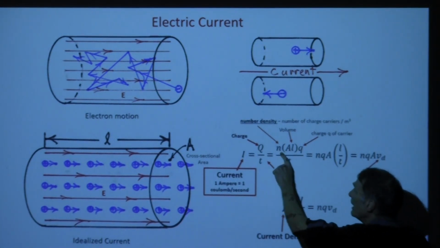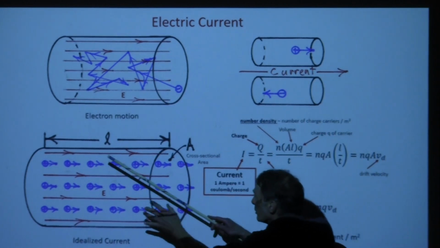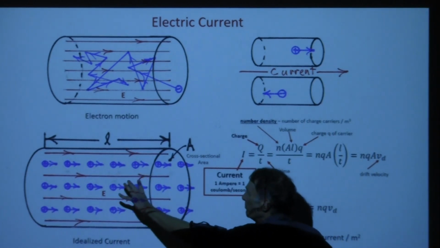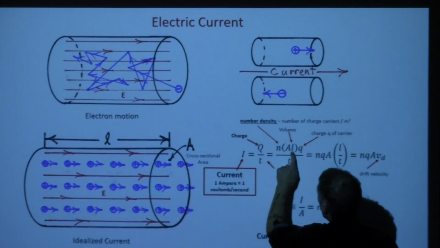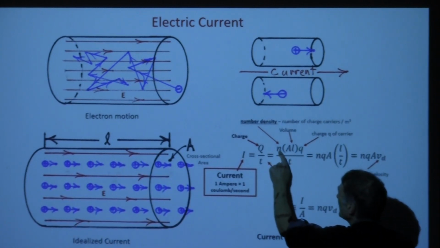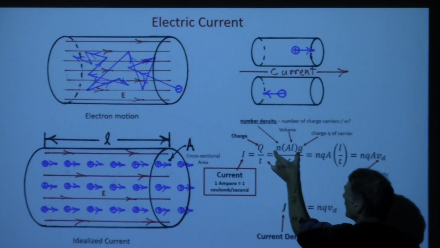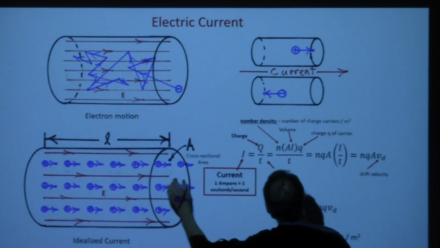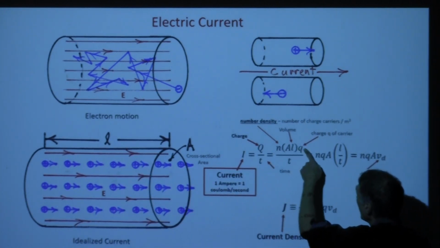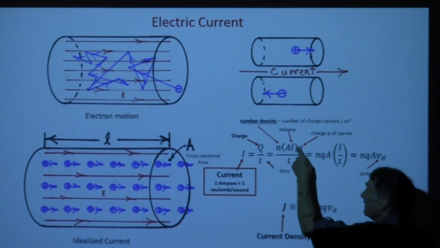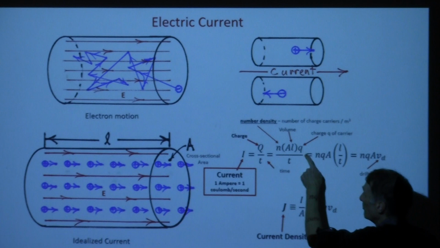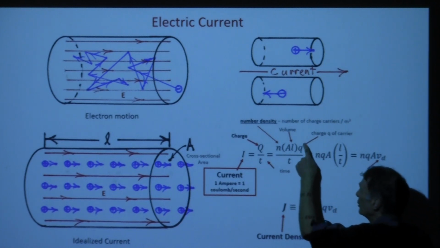If we take this number density, that's how many per cubic meter, times the volume of this wire, its cross-sectional area times its length, that would be some big, huge number of charge carriers that are moving. We have the charge of a single carrier. Usually this is e for an electron, but in general, it's just some q.